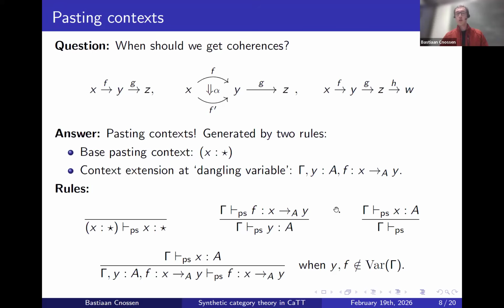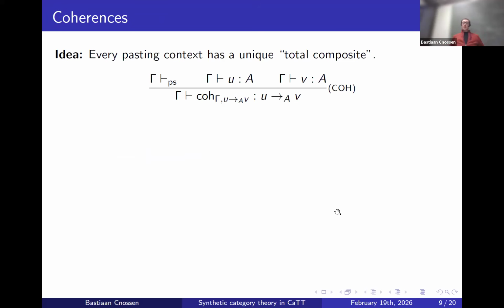And why does this help with coherences? Well, the idea is that these contexts are precisely the ones that ought to have a unique total composite. So we're going to add a rule of the following form. Gamma is a pasting context, and we have two, let's say, n cells. So there's some type A. We have an n cell, like a term U in A and a term V in A. And these, we're going to add new constructors to our theory that are called coherences, let's say, that allow us to have a term in the type from U to V.